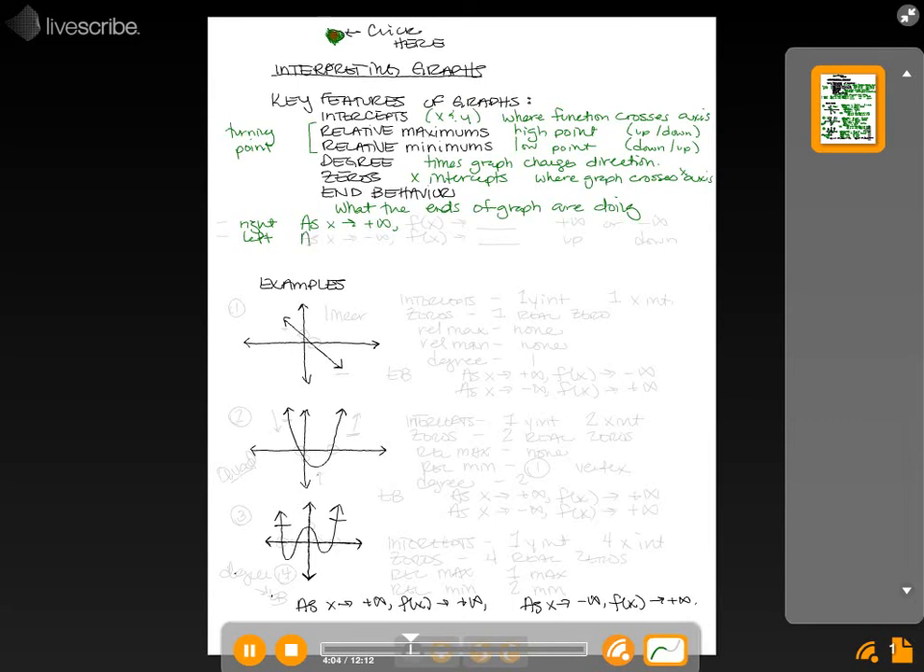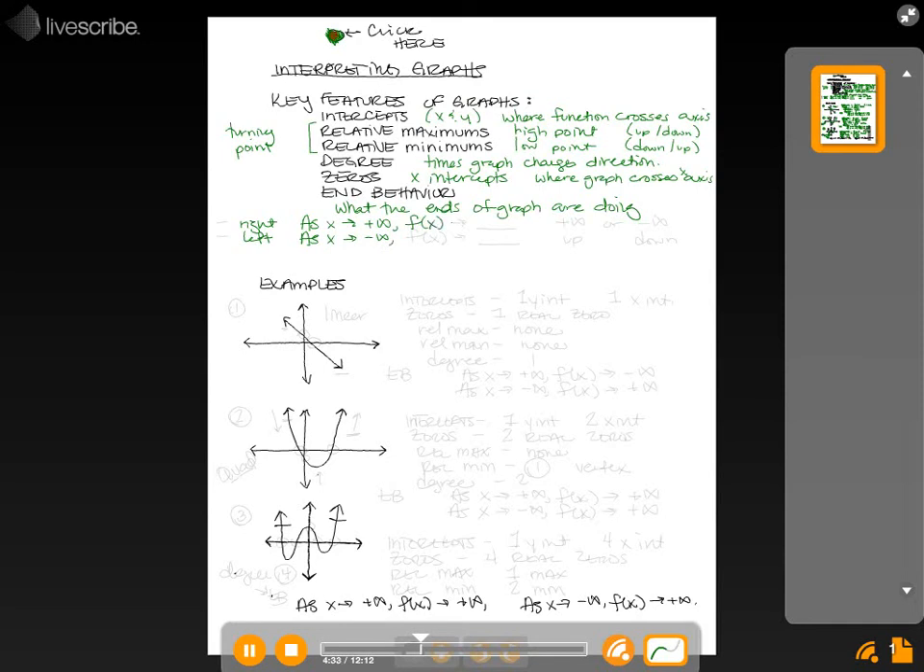For the left side, almost the same thing. As x approaches, but we're going to the left where the numbers get smaller, and they continue to get smaller, so we say negative infinity. Okay? So both of them look pretty much the same, just the positive and negative infinity. You need to remember that the right side starts with positive infinity, and the left side is as x approaches negative infinity.